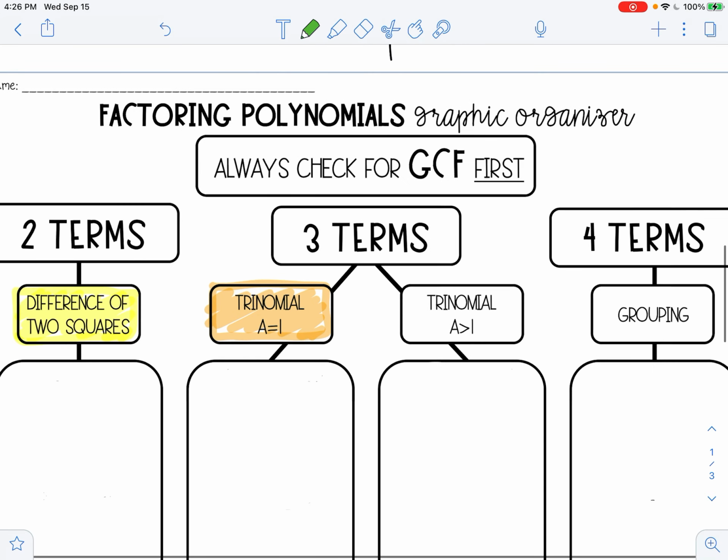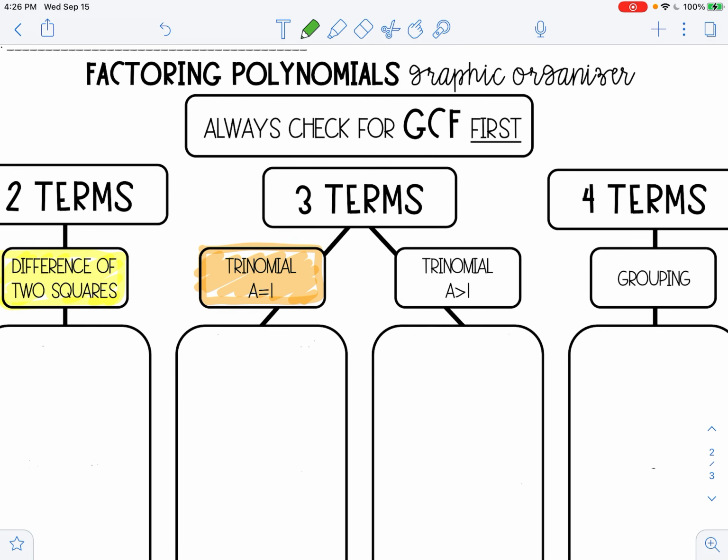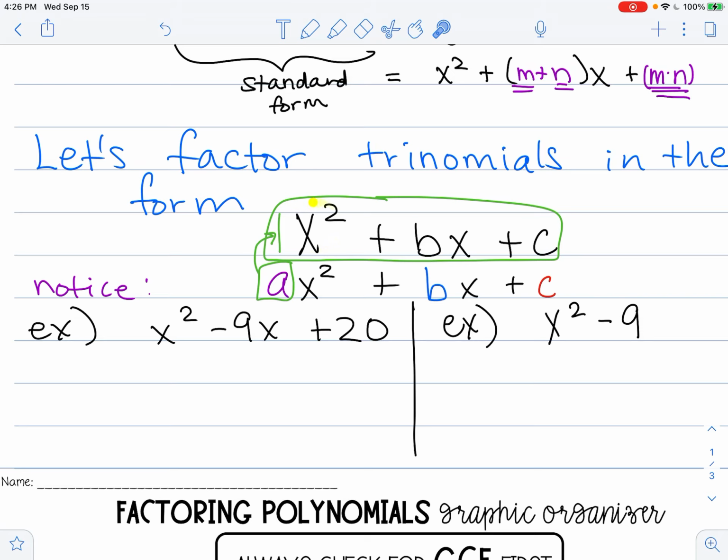And we're going to use this paper to factor any polynomial over the course of this chapter. But first thing we're going to do is look at what happens when it's a trinomial, because remember, trinomial means 3 parts, so 1, 2, 3. That's a trinomial, 3 monomials. And the a value out front here in front of the x is a 1.